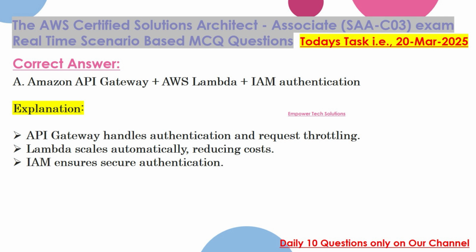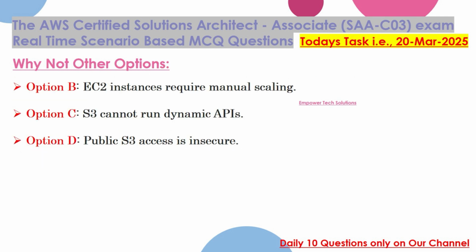Explanation. API Gateway handles authentication and request throttling. Lambda scales automatically, reducing costs. IAM ensures secure authentication. Why not other options? Option B, EC2 instances require manual scaling. Option C, S3 cannot run dynamic APIs. Option D, public S3 access is insecure.